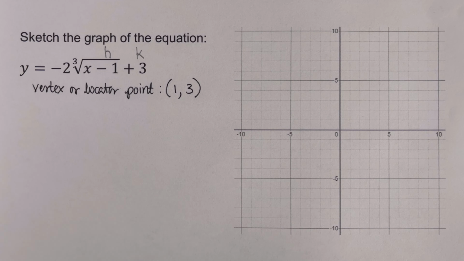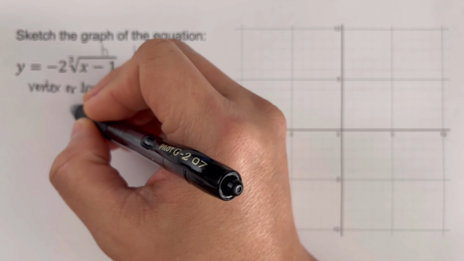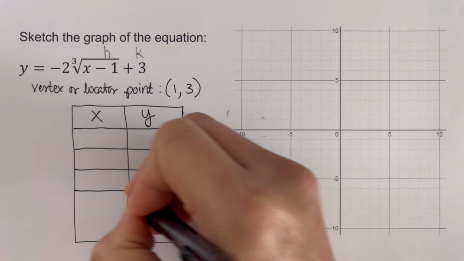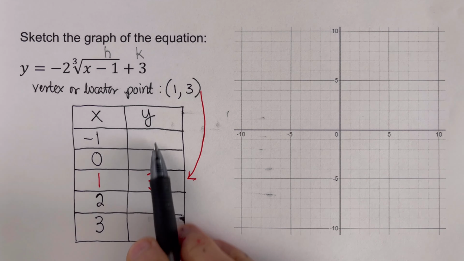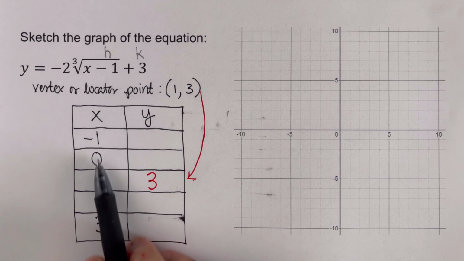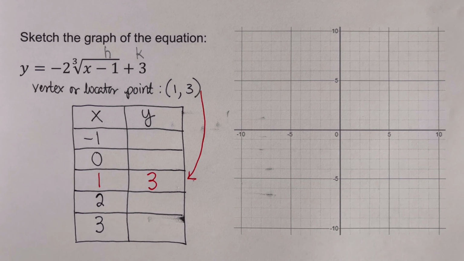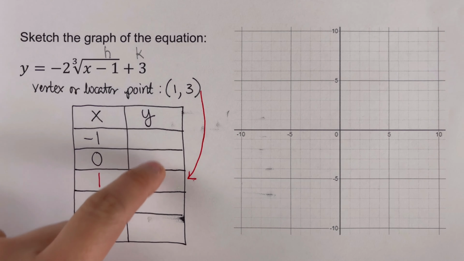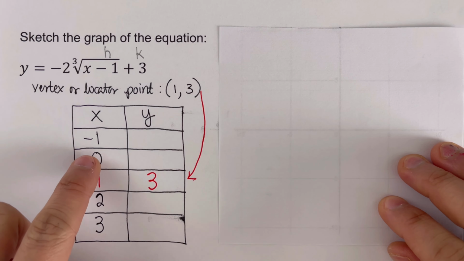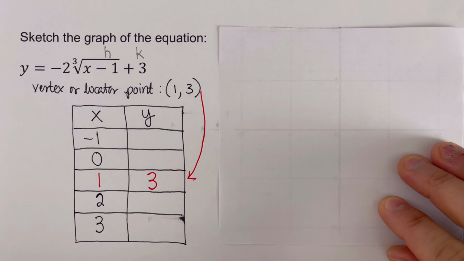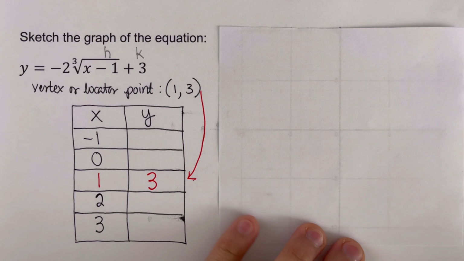The next step is to create and complete the table of values. I'm going to go ahead and draw the table of values down here. Okay, so what I did was I placed the vertex or locator point in the middle of the blank boxes and then I put in values for x. And so we are going to show the work so that we can determine the rest of these blank y values here. What we are going to do again is plug these values into x so that we can solve for y. I'm going to show the work on the side right here.